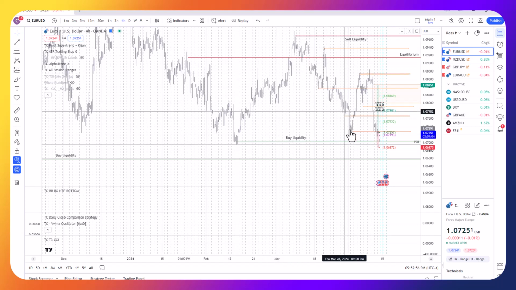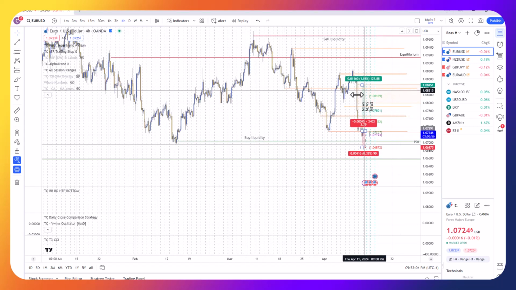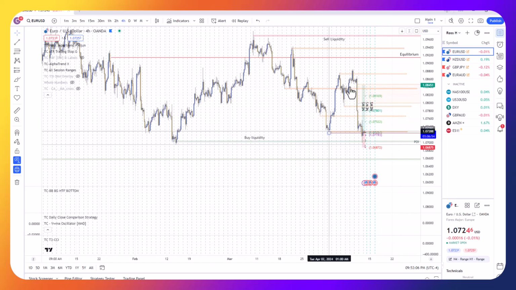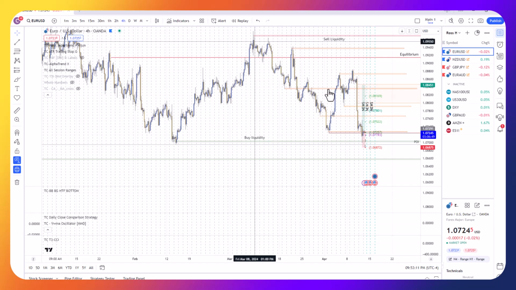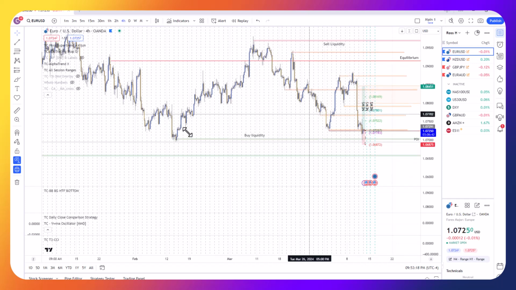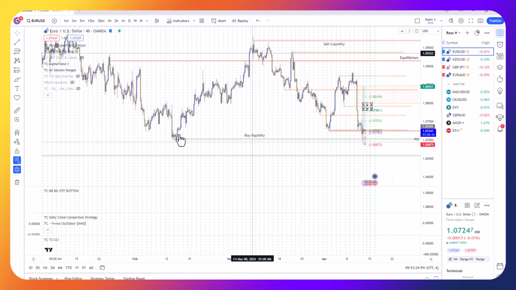That's market structure. This lower low never broke this low here, so we are on an uptrend, right? So we are coming up. You expect this leg here to break this high here and continue the trend up, right? In the meantime, everybody that went long on this leg here, they put their stops at this point here.